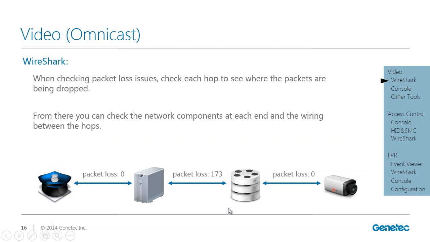If you're seeing packet loss issues on your video stream, you can use Wireshark to get a more detailed analysis of each hop and see where the packets are being dropped. Now, once you know where the packets are being lost, you can check the network components involved between that particular stretch of network. So you need to check the components on each machine on each side if they're two different servers, and you check the network in between there as well.